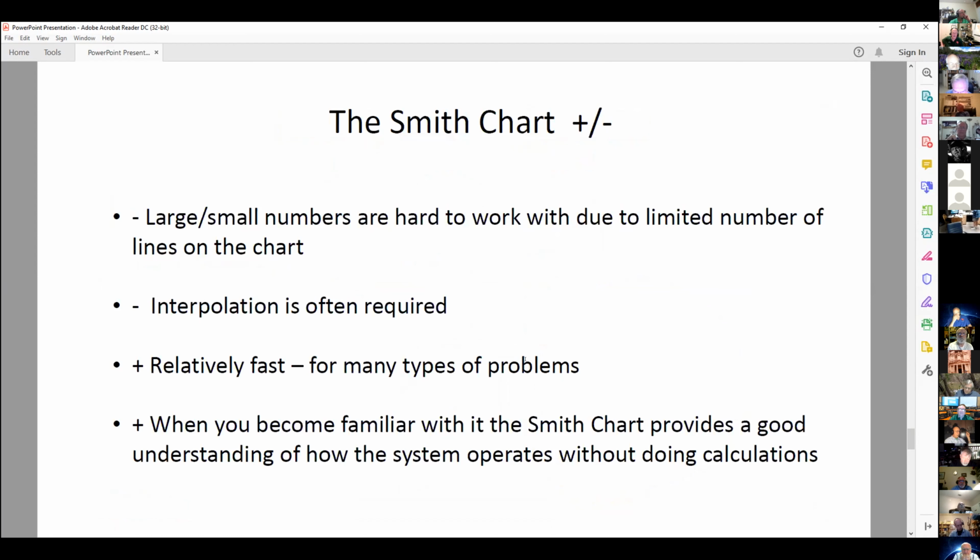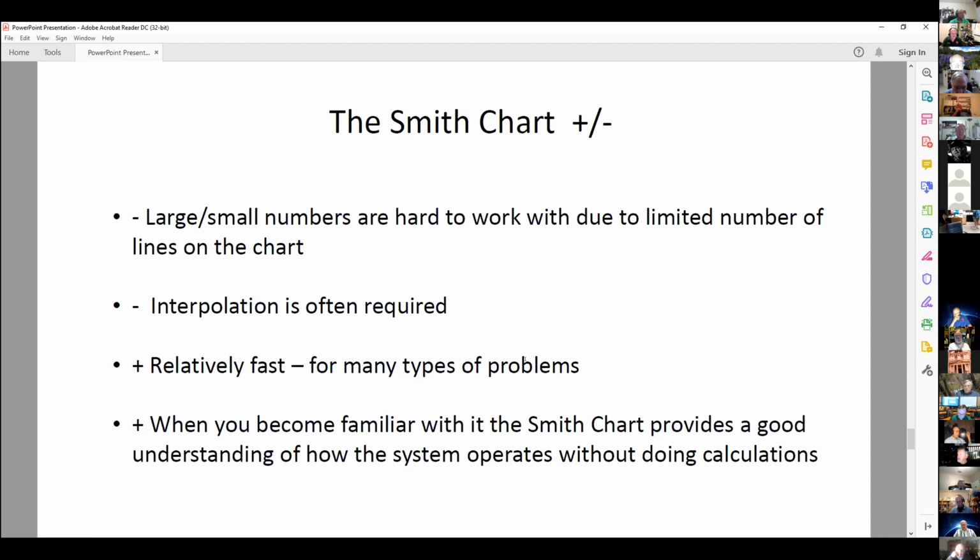So the pluses and minuses of the Smith chart. A real minus in my mind is that large and small numbers are really hard to work with due to the limited number of lines on the chart, which means you've got to do a lot of interpolation and a lot of guessing as to exactly what it is. It makes it difficult. A positive is it's relatively fast. Once you learn and get proficient at it, it's pretty good.